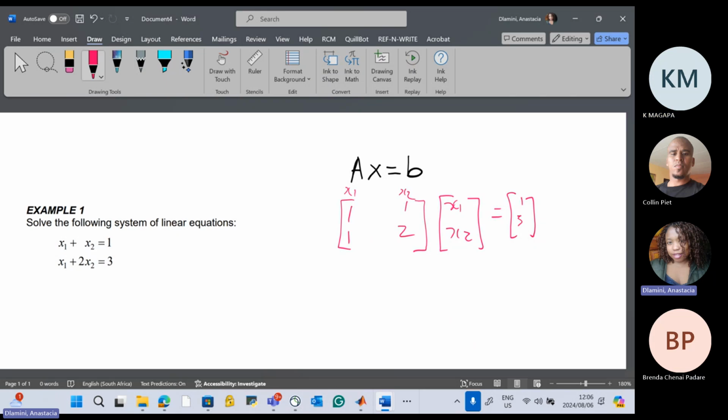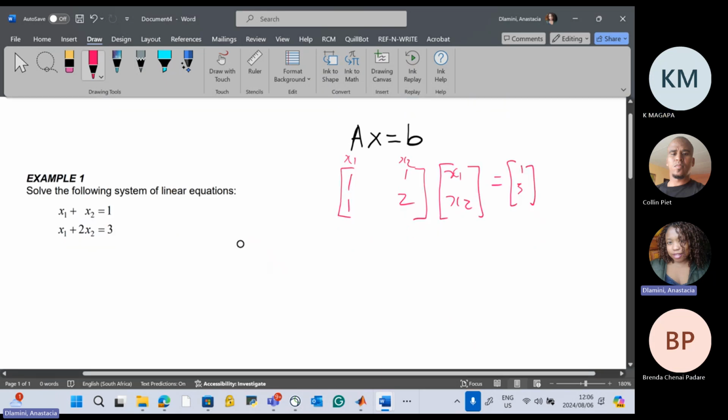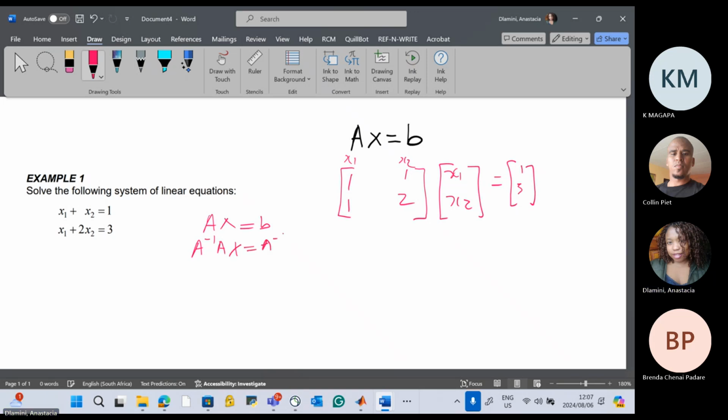Remember, to solve this, we have AX equals B, and we want to find the inverse such that when we multiply both sides by the inverse, this thing disappears and we are left with X equals A inverse B. So we need to find the inverse of A. To find the inverse of A, what's the first step? Find the determinant. So let's call it the determinant of A.